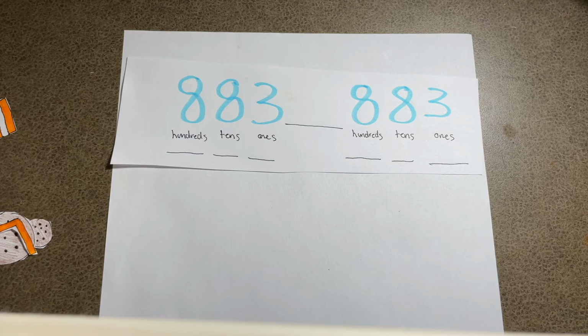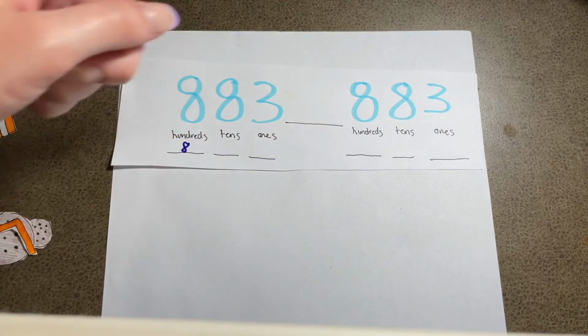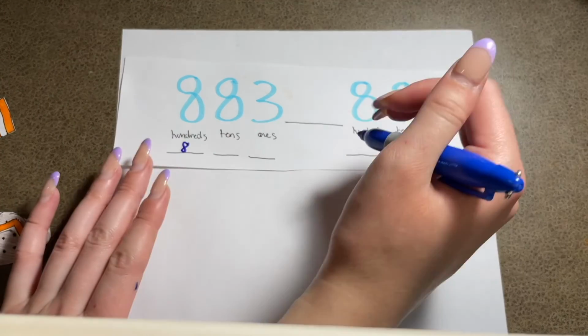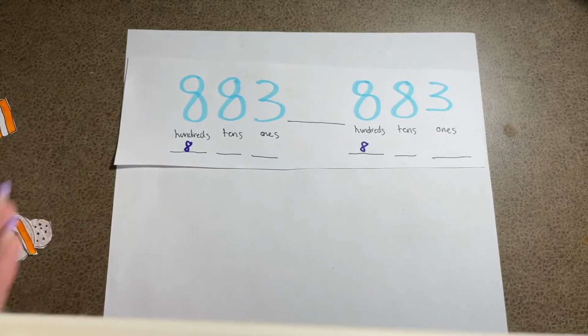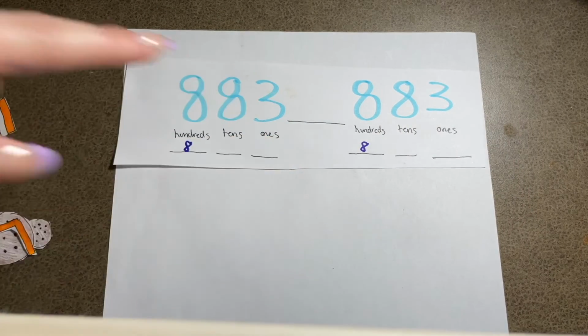So in this one, we have 883 and 883. So let's figure out which one is bigger by looking at our hundreds, tens, and ones numbers. So first let's look at our hundreds number. In 883, our hundreds number is 8. In 883, our hundreds number is also going to be 8. Which one of those is bigger? None. They're equal because 8 and 8 are the same.